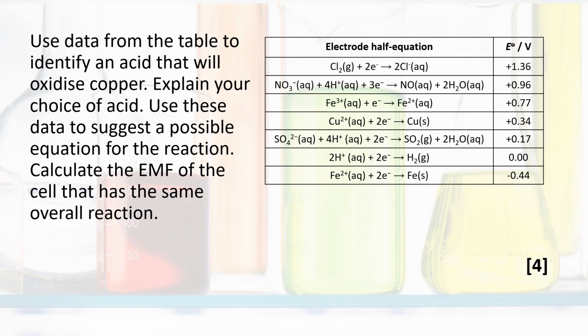Here's the final part of the question. Use data from the table to identify an acid that will oxidize copper. Explain your choice of acid. Use these data to suggest a possible equation for the reaction. Calculate the EMF of the cell that has the same overall reaction.